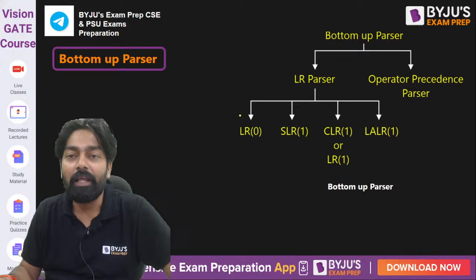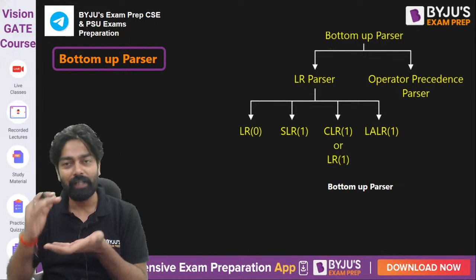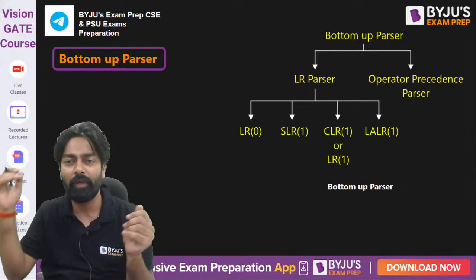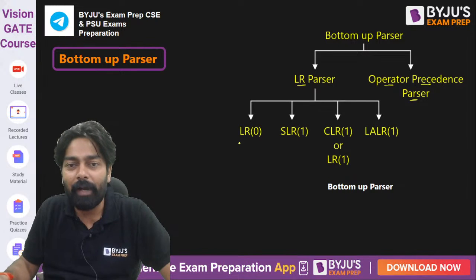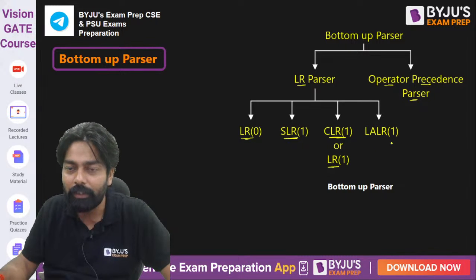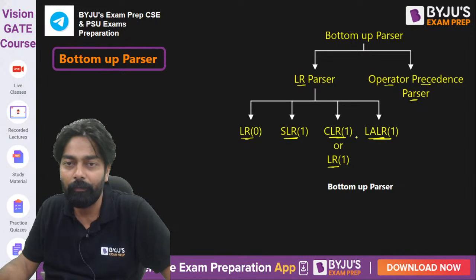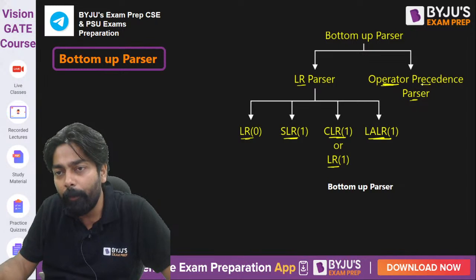So my dear friend, bottom-up parser. I think everyone knows how the bottom-up parser starts. It starts from the string and goes to the start symbol. In bottom-up parsers, we have the LR parser and the operator precedence parser. In the LR parser, we have the LR0 parser, the SLR1 parser, the CLR1 parser, which is also called the LR1 parser, and we also have LALR1. And one more, we have the operator precedence parser.